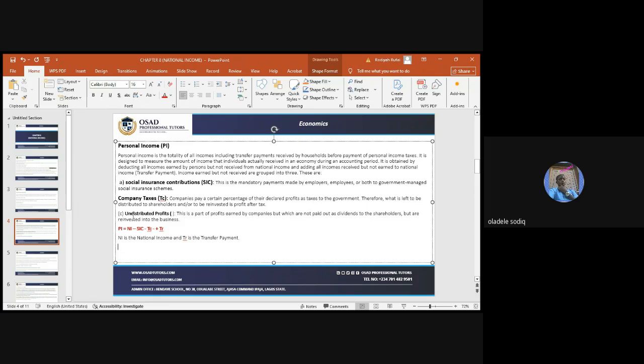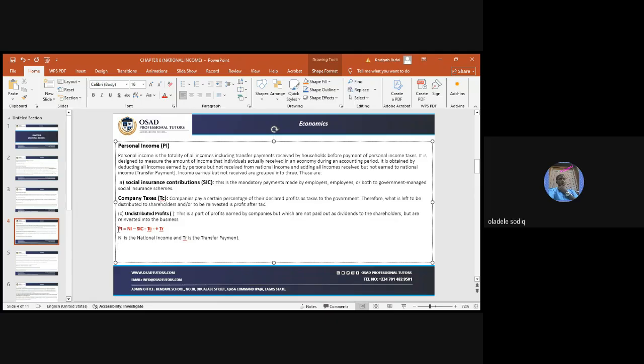Then we also have undistributed profit. This is one of those things that you subtract from national income in order to get personal income. So what is undistributed profit? Undistributed profit is part of your profit that you earn but do not pay out as dividend to shareholders. So when you make a profit, instead of giving that profit to the shareholders as their return on what? Investment, you now decide to invest that money again. You invest that money into that business. You did not share the profit with the shareholders. You invested that money back. So that's why you call it undistributed profit.